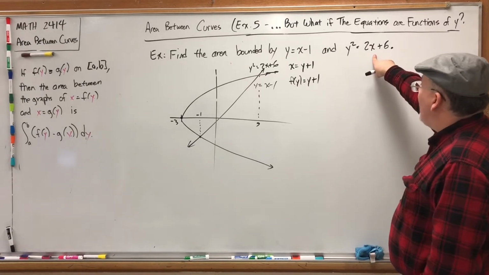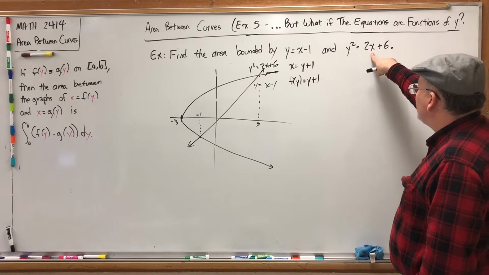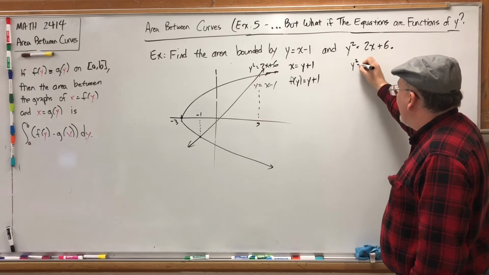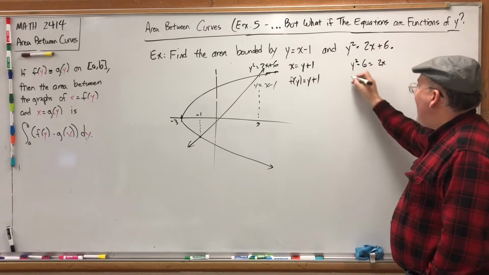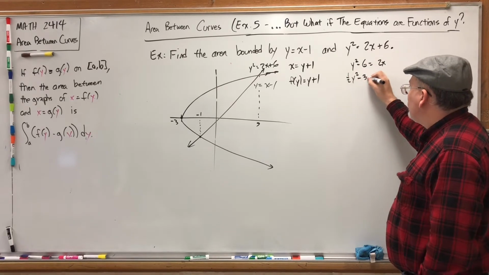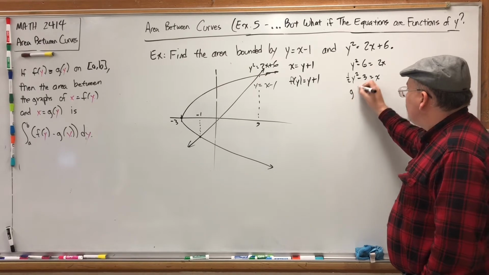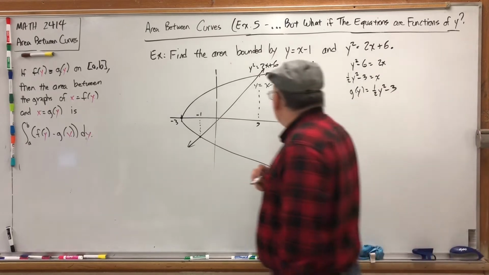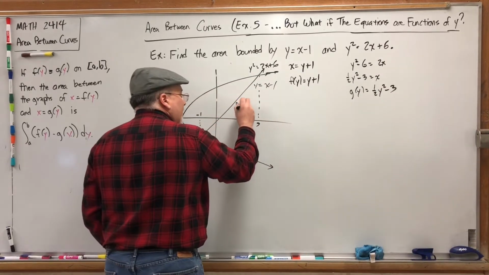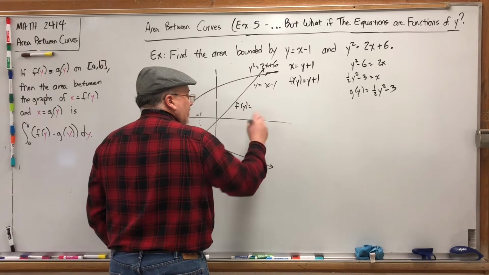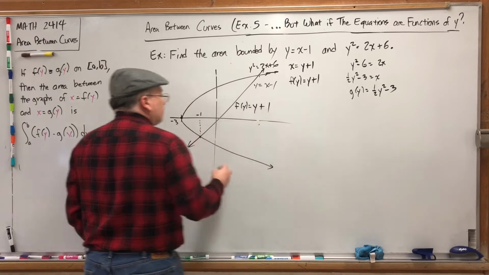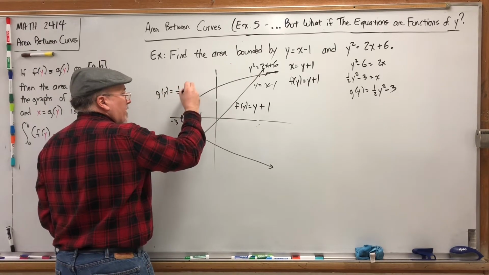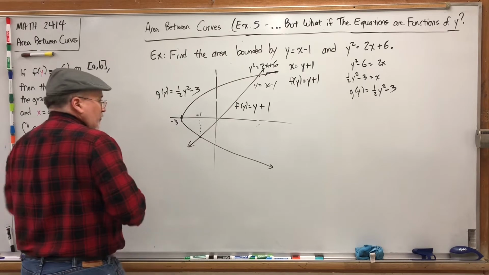We can solve this one for x, and it won't be a problem because there's not a square on the x. But if we solve this for x, we can move the 6 to the other side and then multiply everything by a half. 1/2 y squared minus 3 is equal to x. So we'll call this function g of y is equal to 1/2 y squared minus 3, which clearly is the parabola. So here we have f of y is equal to y plus 1. And here we have g of y is equal to 1/2 y squared minus 3. And these are the bounds for the lamina.